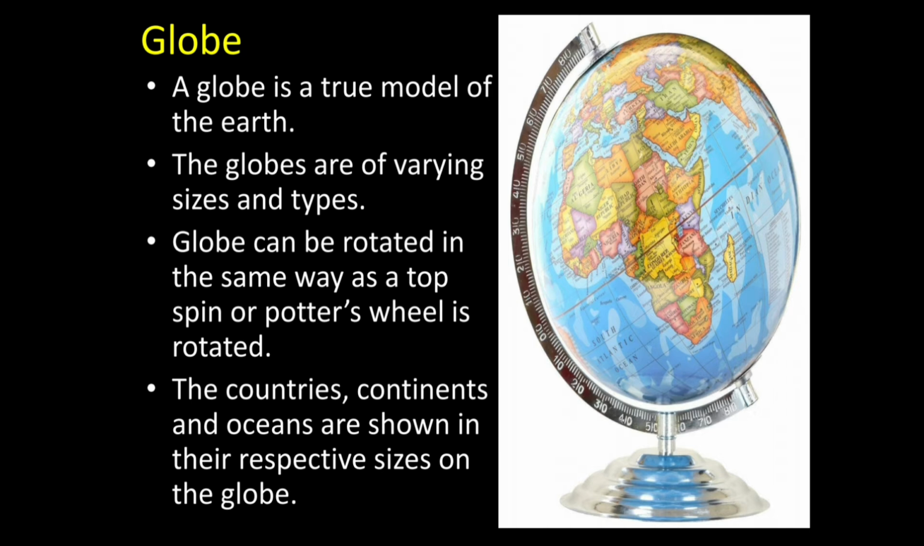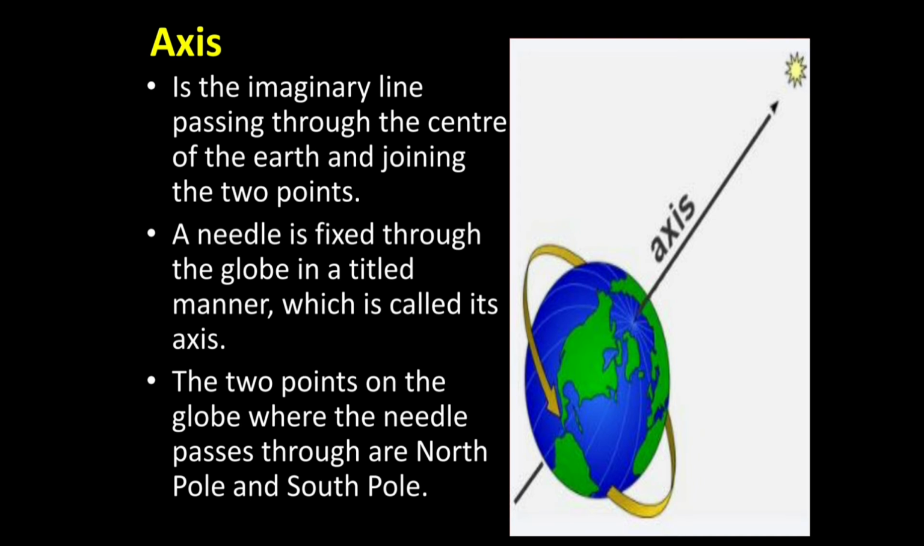So, the countries, continents, and oceans are shown in their respective sizes on the globe. Then we will discuss the axis. On a globe, we draw an imaginary line passing through the center of the earth, which will touch the south pole and the north pole. Then the imaginary line will be called the axis.